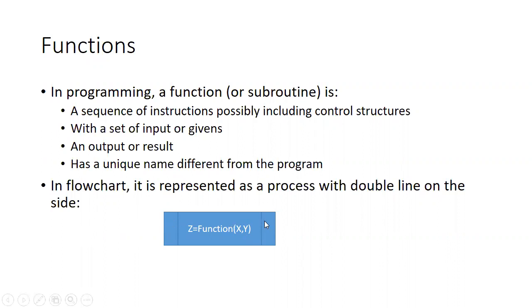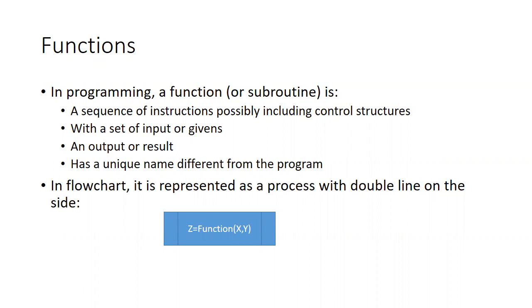I hope that you see the two parallel lines on the edges. Those represent the fact that this is a function. A function is kind of like a black box, represented like this. What we mean is there's a function there that's doing something, but it's not explained in this box. Somewhere else we'll have to explain what's happening in that function.